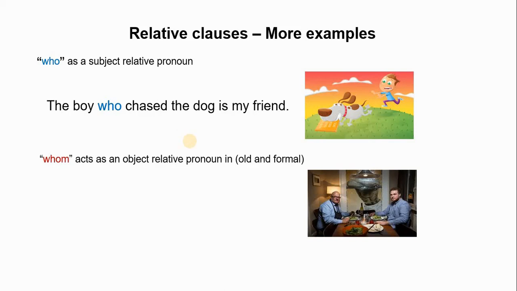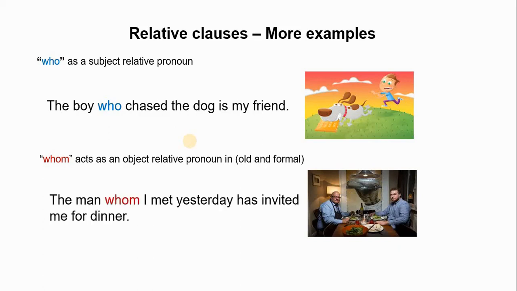Reminder again, whom acts as an object relative pronoun in old formal English. The man whom I met yesterday has invited me for dinner. So, whom is an object relative pronoun, and whom I met yesterday is the relative clause. And within the clause, I is the subject, met is the verb, and whom is representing the object, the man. I met the man yesterday and he has invited me for dinner.